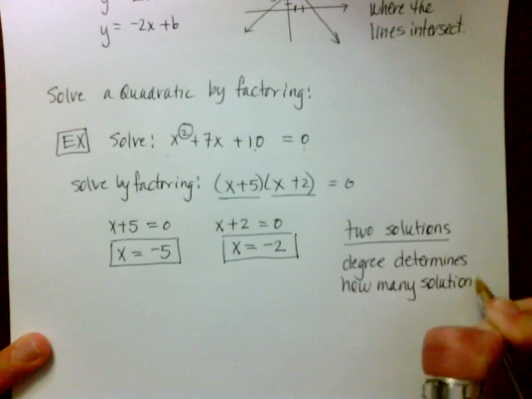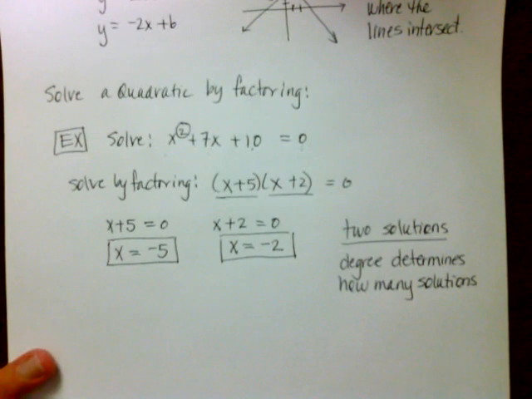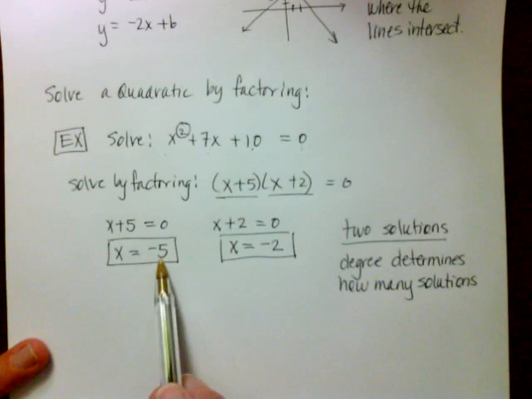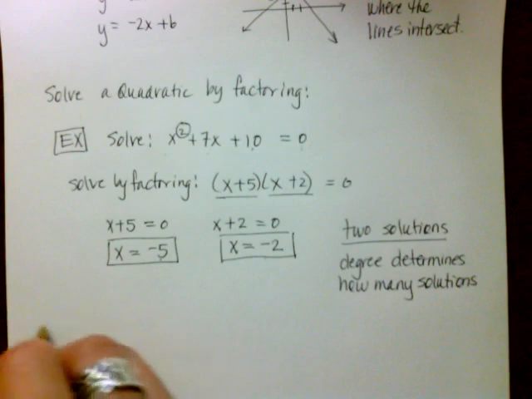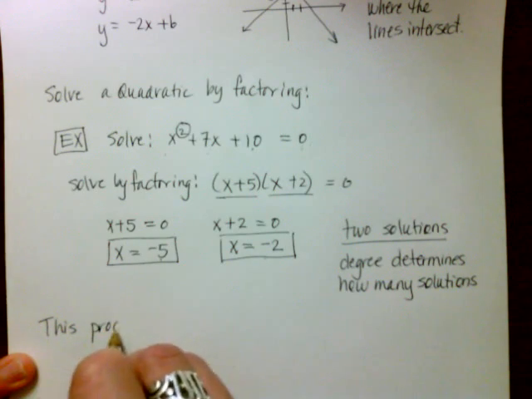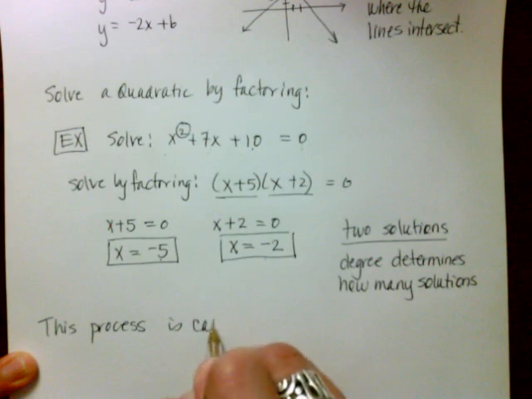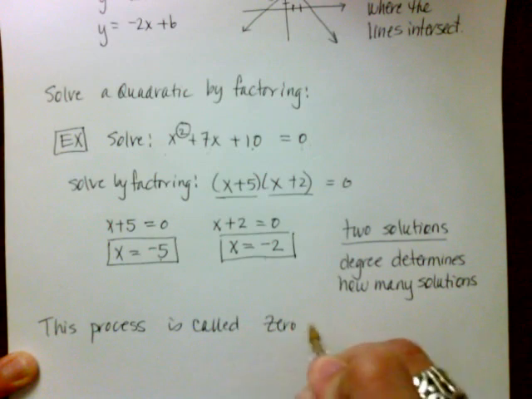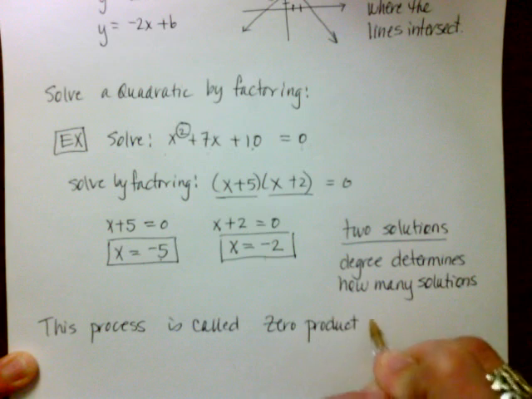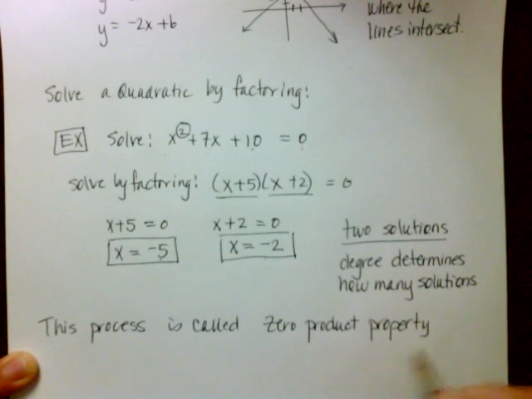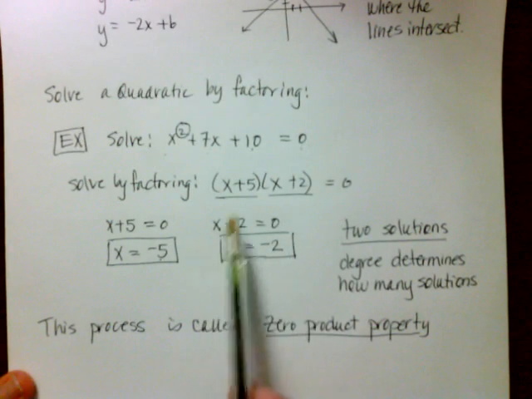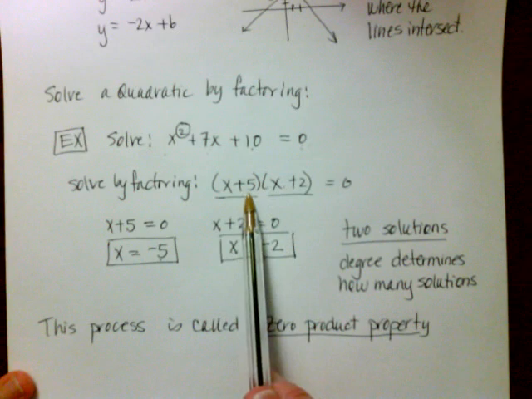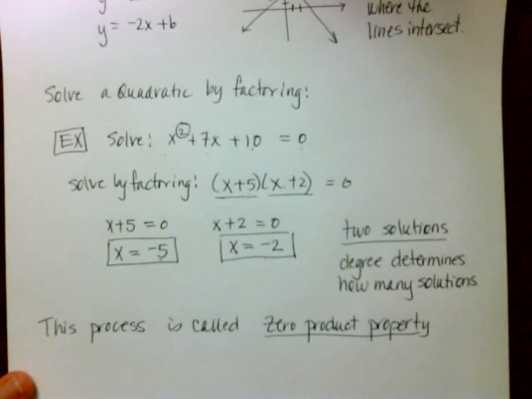So we had a second degree polynomial, and we got two solutions. The two solutions are x is equal to a -5 and x is equal to a -2. This process is called the zero product property. So if you see that word, basically what it means is that I'm going to factor, set both of those equations equal to 0, and then solve, and that helps me find the solution.